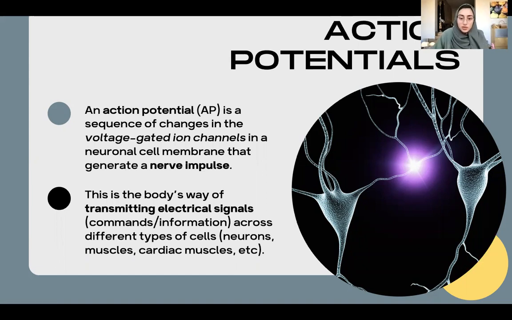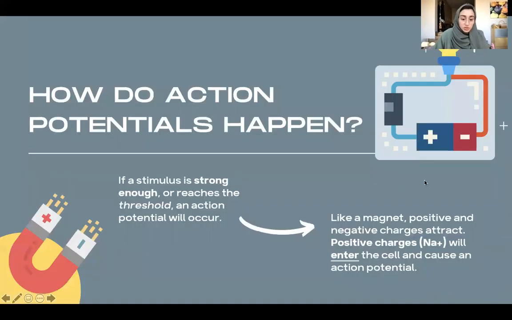So that's what an action potential is. Now, how do action potentials happen? Let's say a friend tapped you on the shoulder, right? If they tap you really lightly, you might not even notice it. You might not feel it. But if I come and I punch you on the shoulder, you're definitely going to feel it.